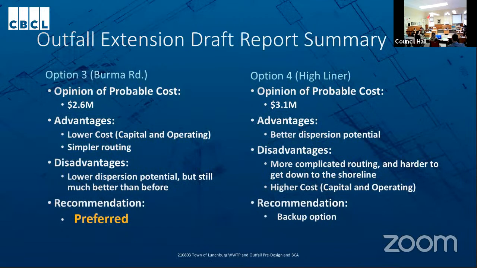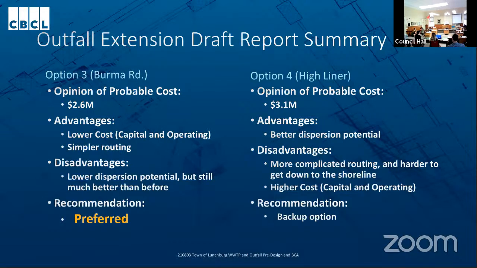Okay, to compare each of these options, option 3, the Burma Road option, our opinion of probable cost for this one is $2.6 million. This includes design development contingency for unknowns during the design process, construction contingency for unknowns encountered during construction, and also an allowance for engineering. And due to the volatility of plastic prices at the moment, there are higher contingencies for design development than we used on the near-term items, because that's a risk on this particular project.